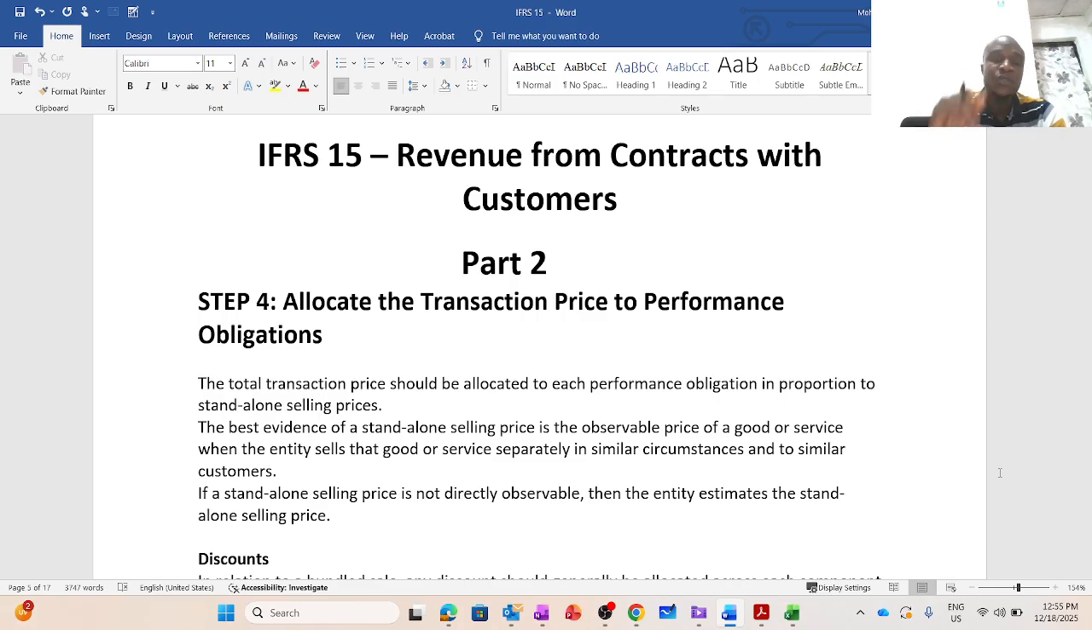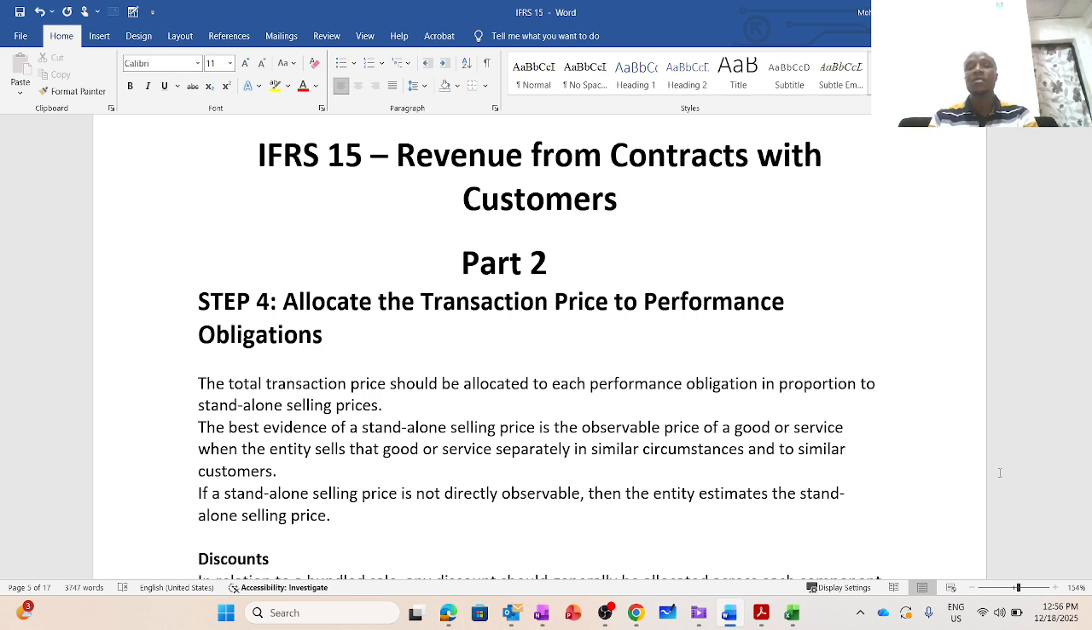Today, we are going to continue IFRS 15, revenue from contract with customers. We have covered the first three stages of IFRS 15: the contract, the identification of performance obligations, and the identification of transaction price. So now we are going to look at how we can allocate the transaction price to the various performance obligations.